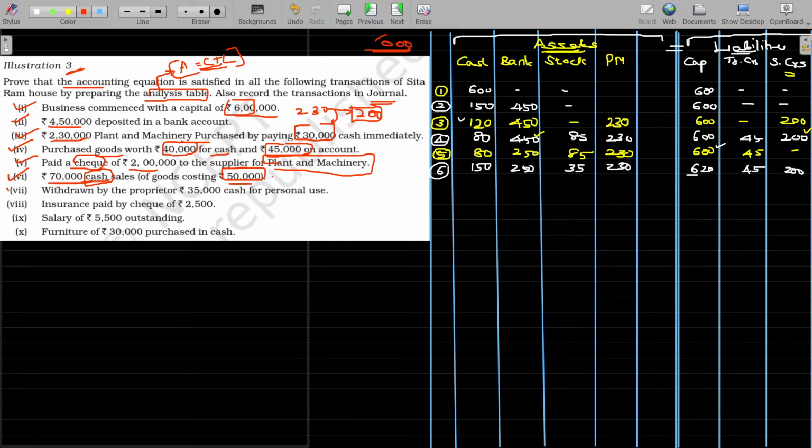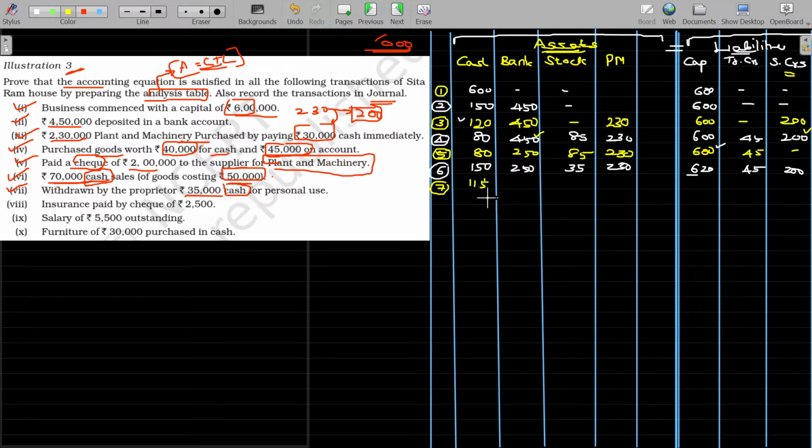And then the next transaction 7, withdrawn by the proprietor 35,000 cash for personal use. Okay. So then cash is going to be reduced and the proprietor owner's capital account should also be reduced. And I am going to post that here. 7th one, because of the withdrawal, cash balance is decreased by 35,000. Already we have 150. From there 35 is decreased. Then the value being 150 minus 35, 115 is the new cash balance.